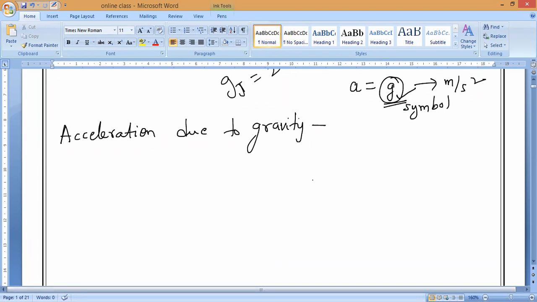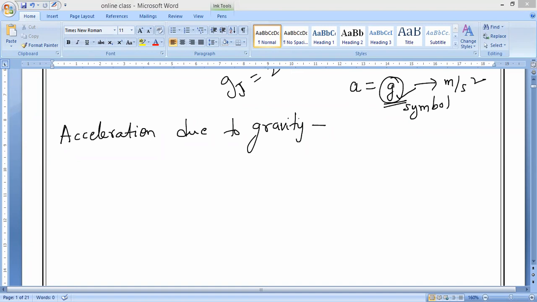Now, in today's class, we are going to study the factors affecting it. If you take Earth, as we know, in the case of Earth alone we call this acceleration due to gravity, or simply gravity. For the remaining planets and any other body, we say gravitational force. In Earth alone, we say gravity. Correct or not?